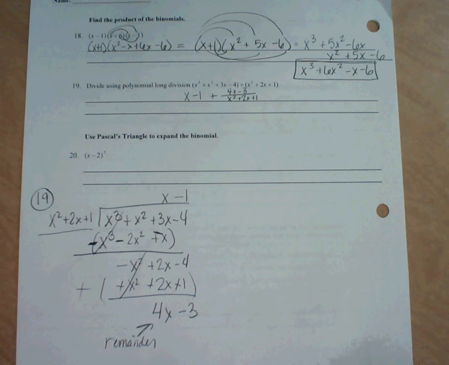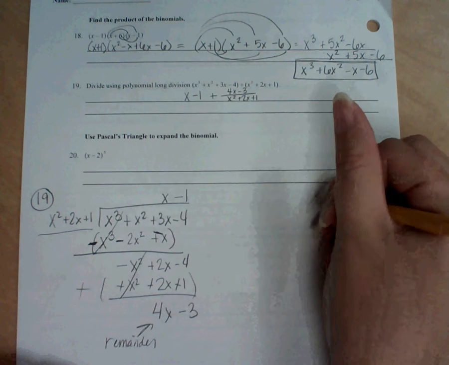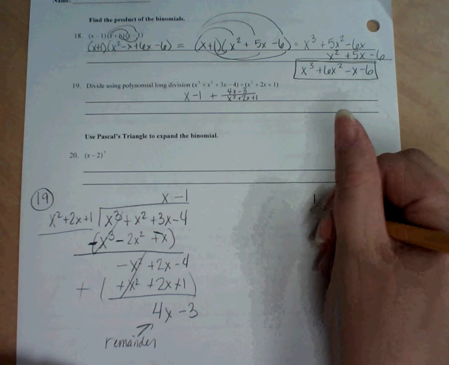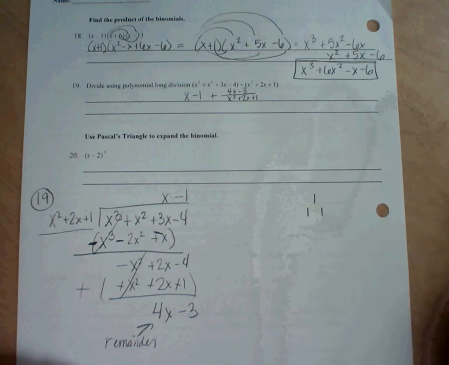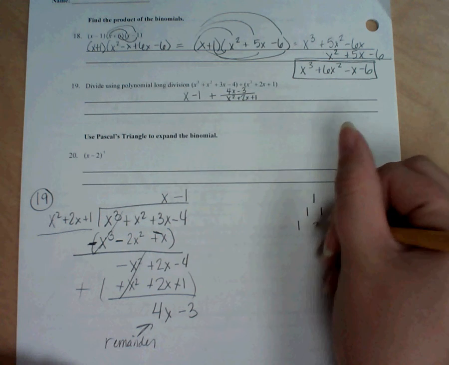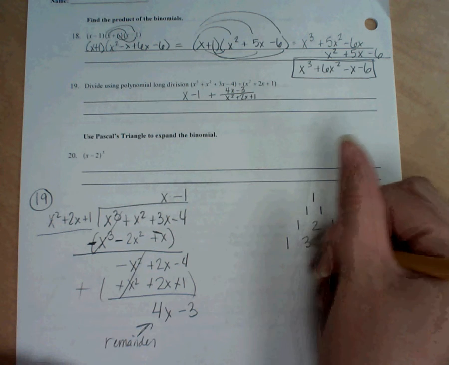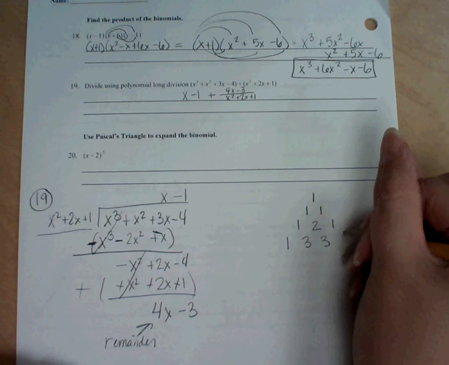Number 20, use Pascal's triangle to expand the binomial. So remember, Pascal's triangle starts off with a 1 on top, and it's always got 1s on the outside. So this is 1 and 1. And then your inside's made up by adding these. So 1 and 1 is 2, and this is 1. Then I'm going to have a 1. 1 and 2 is 3. 2 and 1 is 3, and then a 1.